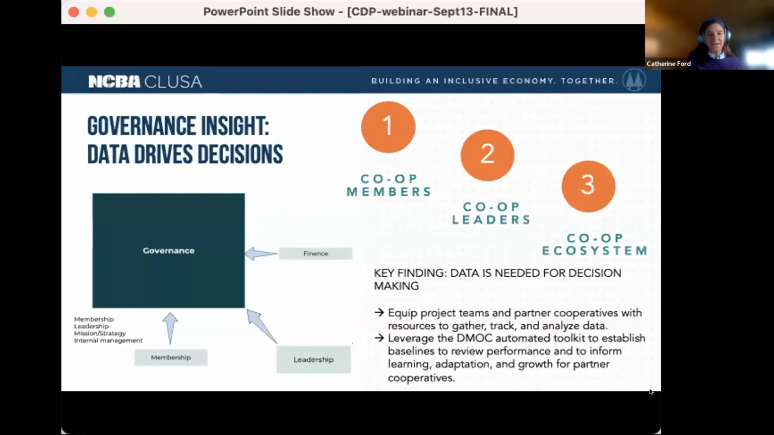And the key finding from this analysis is that data really needs to drive decision-making. And some of the tools that Camila already represented in terms of the DMOC, having that ability to bring together information to establish baselines, to review performance and inform learning is really going to be critical for cooperatives and their partners to be able to sustainably grow.